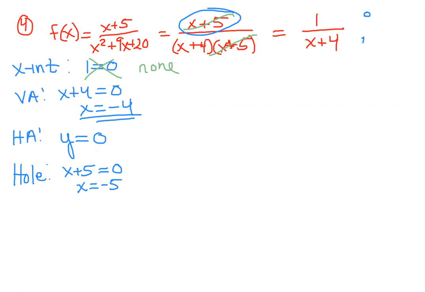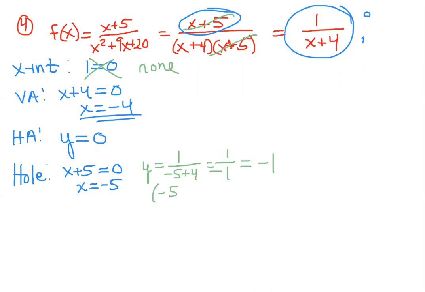You take the -5 and put it into our simplified. So we get y equals 1 over -5 plus 4, which is 1 over, oh my word, what did I do? Go back. No, go back. Stop. Okay, I messed up. Oh, here, there we go. 1 over -1, which is -1. So our hole is (-5, -1).